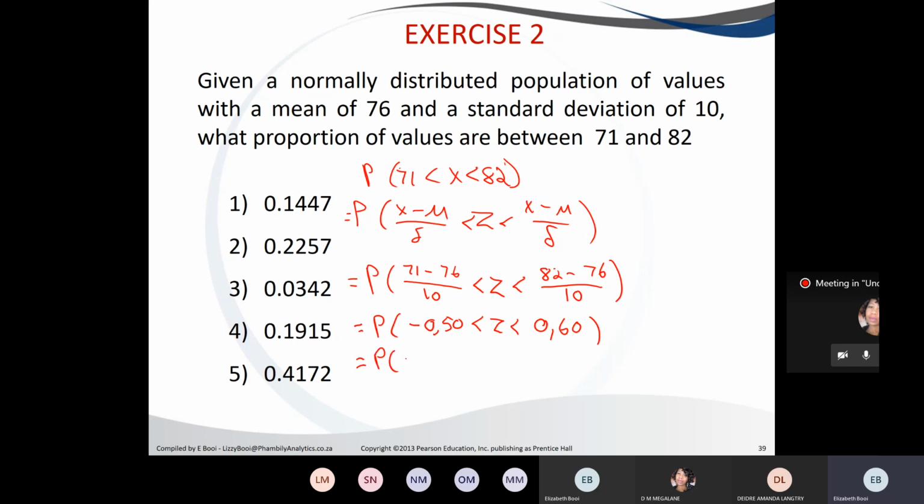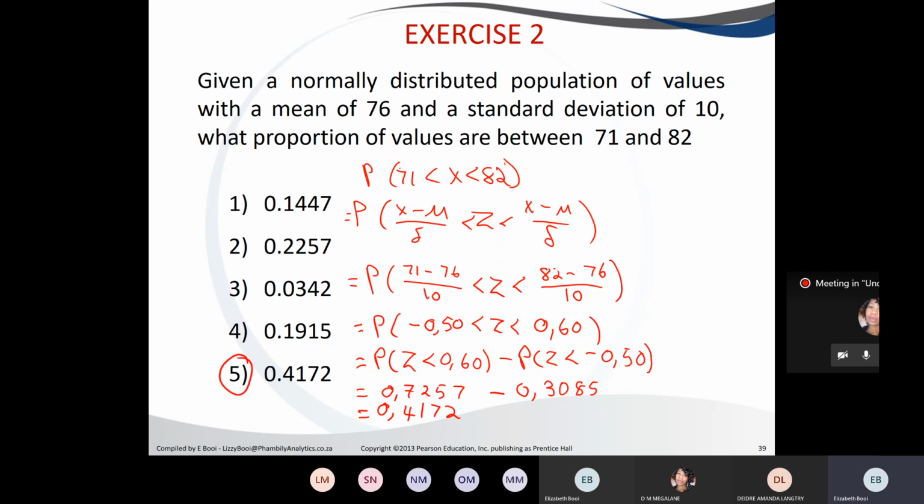And therefore, we're going to find on the table the probability of Z less than 0.60 minus the probability of Z less than minus 0.50. If we go to the table, the probability for 0.60 is 0.7257 minus the probability of minus 0.50, which is 0.3085. And the final answer, when we subtract one from the other, is 0.4172, which is option number 5.